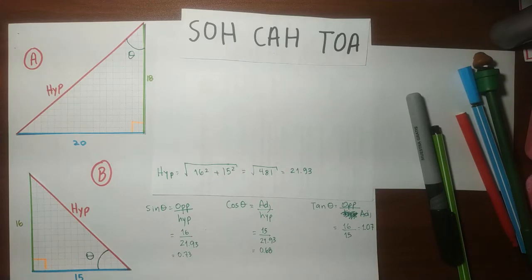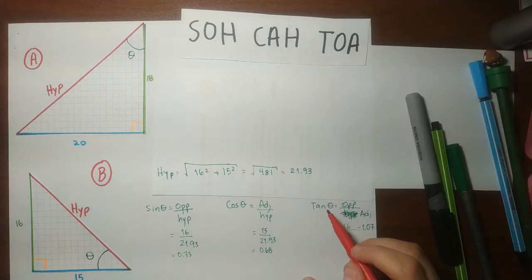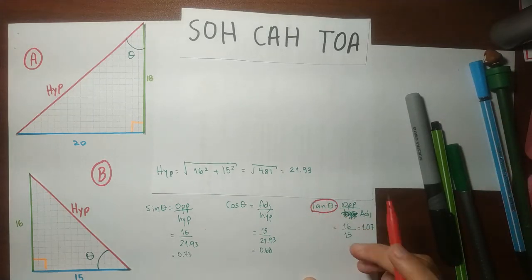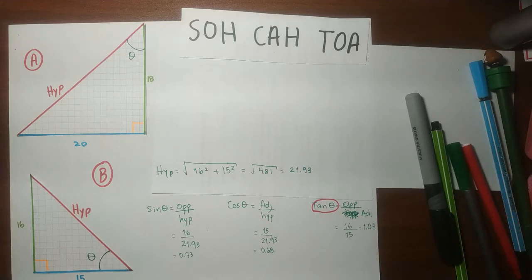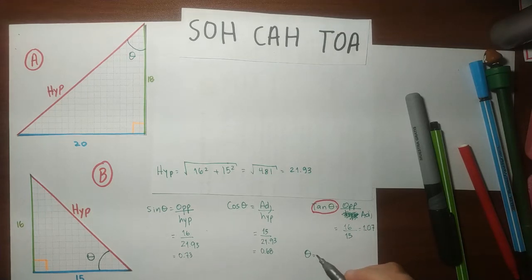Okay, I already did the math. Got 0.73 for sine, 0.68 for cosine, and 1.07 for tangent. Now, as I told you in the exercise before, we use tangent in order to get the angle, because I want to know how much it measures. How wide is that angle open?